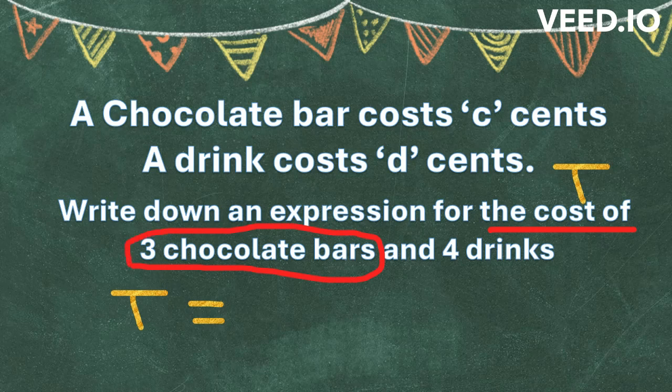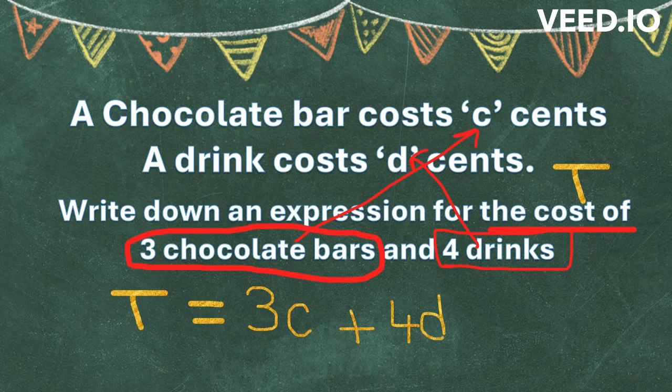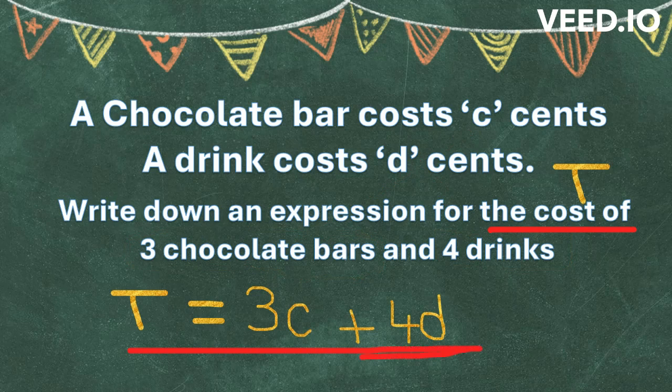three chocolate bars. Each chocolate bar costs C cents. So 3 bars, 3C is the total cost. And then we also have 4 drinks. Each drink costs D cents. So it comes to 4D. 4 drinks, 4D cost. So the total is 3C plus 4D.